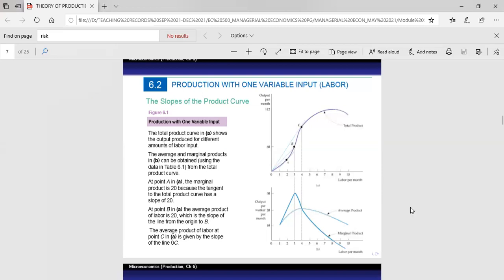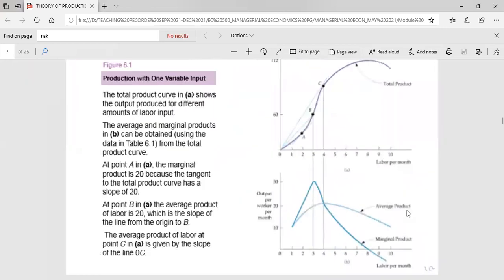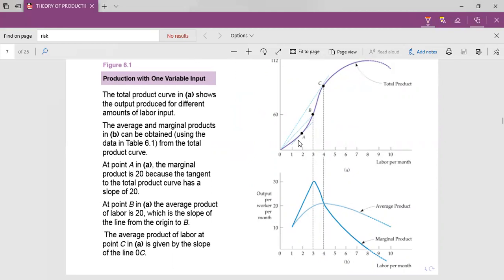Right? So here we see that this graph, we are seeing that the total product, which is the total output here, is increasing. We basically have 3 stages here. We have stage 1, stage 2, and stage 3, right?